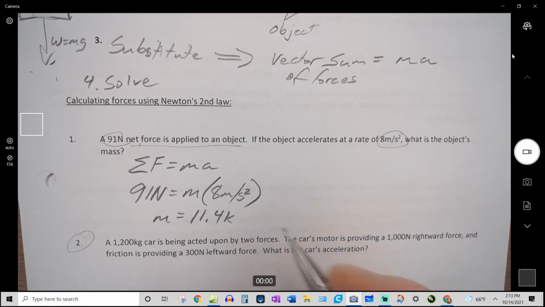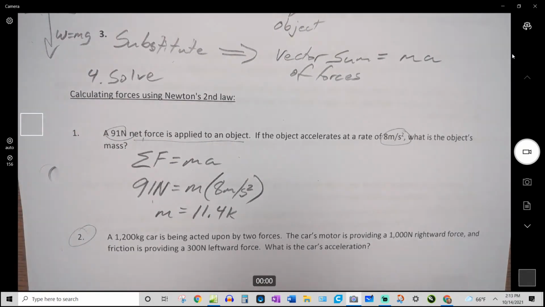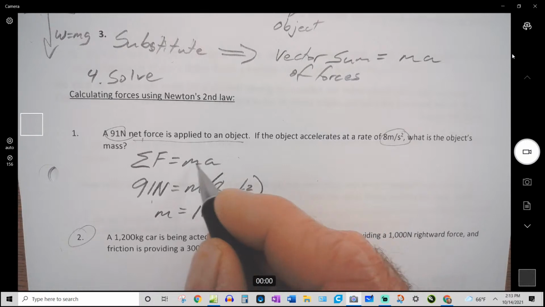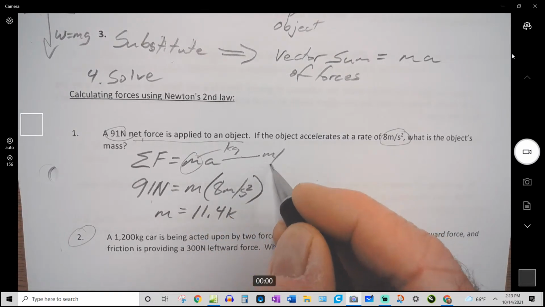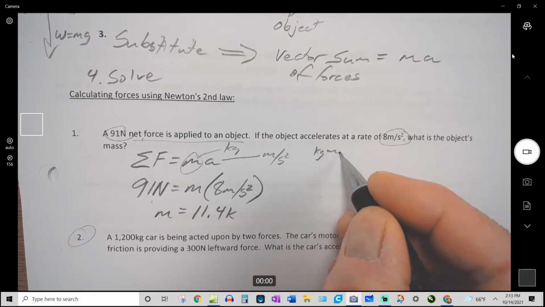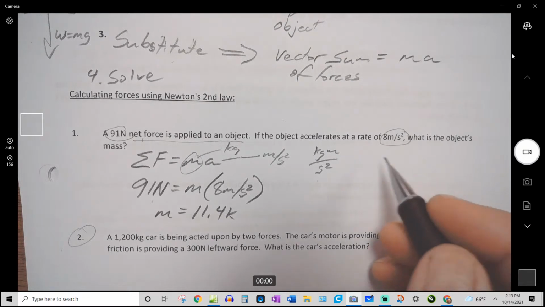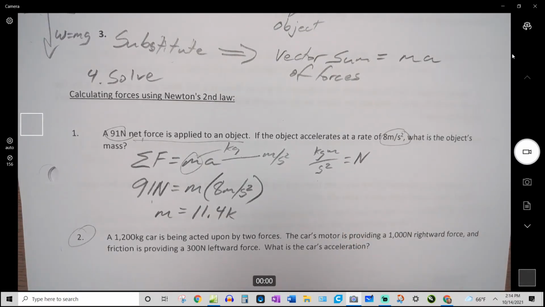Kilograms. And somebody pointed this out earlier. If you look at the way units work out, mass is kilograms, and acceleration is meters per second squared. If you multiply them together, you get kilograms meters per second squared. And that's another name for a Newton. A Newton is a kilogram meter per second squared.